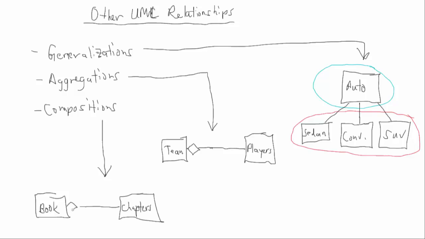And we denote a composition with a filled-in diamond. So the difference between an aggregation and a composition is the components in an aggregation can stand alone. A player is actually an entity that can stand on its own and be separate from the team. I can be a player with no team. I may not be very useful at that point in time, but I'm a player still.